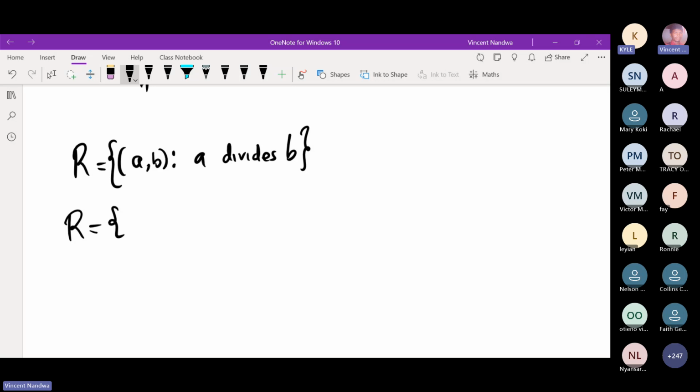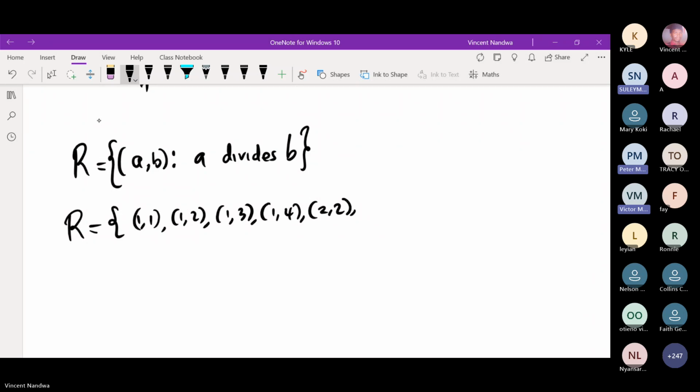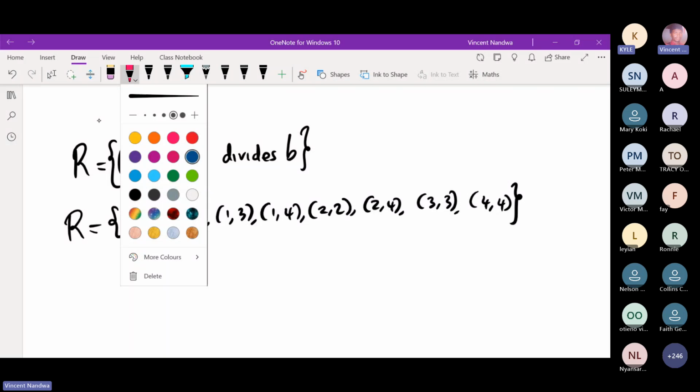Can you give me the elements of this relation that we previously defined, where we had A divides B? What were the elements of this relation? 1, 1. 1, 2. 1, 3. 1, 4. 2, 2. 2, 4. 3, 3. 4, 4. So this is what we had as the elements of the relation R, where the condition is that A divides B.